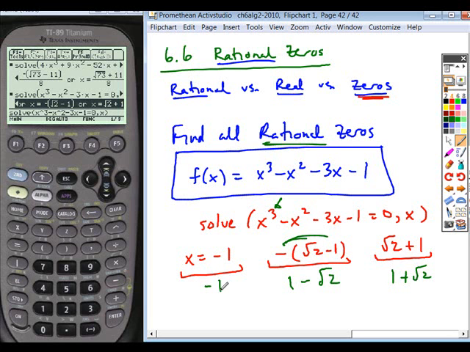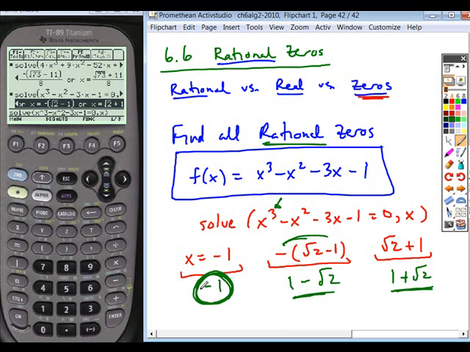Is -1 a rational number? Can it be expressed as a fraction? Yeah, it's just -1 over 1, right? What about 1 minus square root of 2? No, the square root part is irrational. So neither of these would be included in the solution if it's asking for rational zeros. Okay, you're only finding the -1.